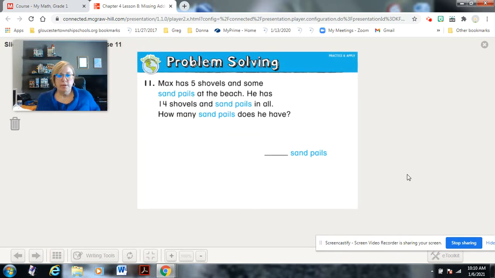Okay, number 11. I will read this to you and then you can pause it and solve it. Max has 5 shovels and some sand pails at the beach. He has 14 shovels and sand pails in all. That means together, okay? How many sand pails does he have? All right, so it's the same idea, what we've been working on. Pause and solve. Okay, so 14 minus 5 equals 9.